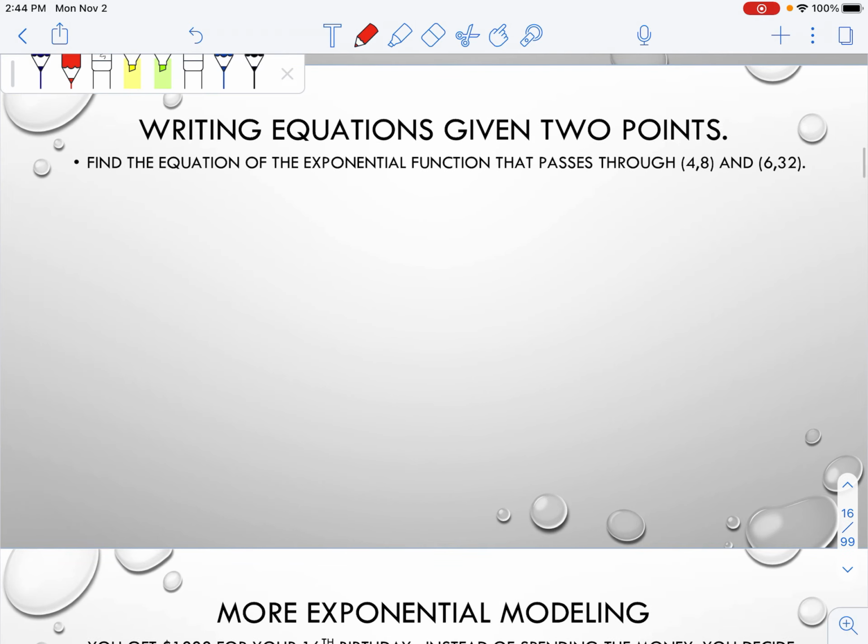Remember, the form for an exponential equation is y equals ab to the x power. So we're just simply substituting x and y in to create our system of equations, and then we'll solve using the equal values method. Okay, so 8 equals ab to the fourth, and 32 equals ab to the sixth. Now we're going to solve both of these for a because that seems to be way easier to solve for.